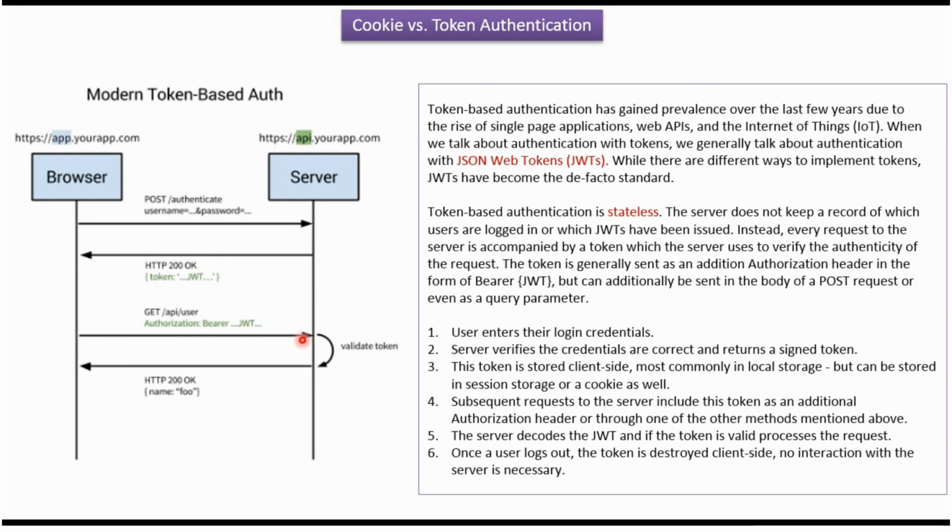The server receives the request, gets the JWT token from the authorization header, decodes the JWT token, and checks if the token is valid. If valid, then the request will be processed and the server sends a successful response back to the client. Once users log out, the token is destroyed on the client side. No interaction with the server is necessary.